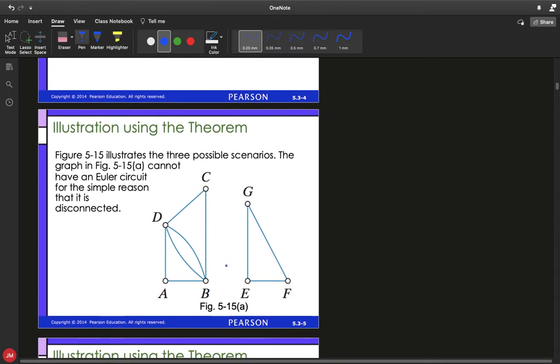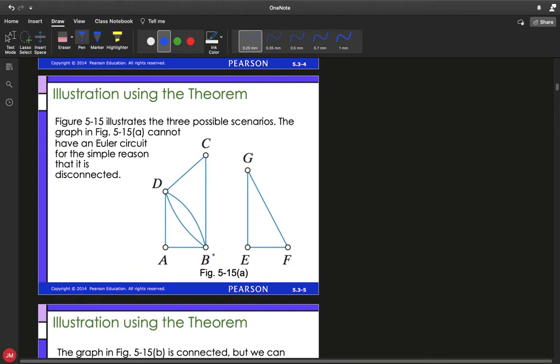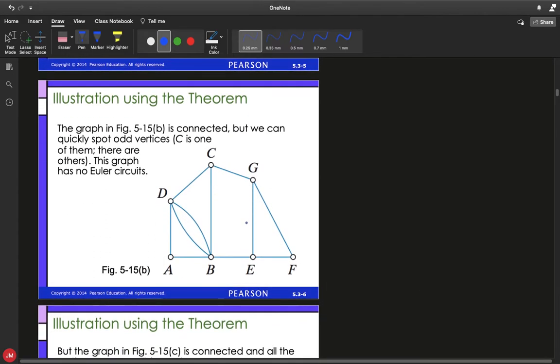So just to illustrate this point, let's say you were looking at this graph right here. Clearly, this is not going to have an Euler circuit because this graph is disconnected. Remember, in order for it to have an Euler circuit, the graph must be connected, so you can't have multiple components like we do right here. But let's say we connected it. So let's now say that we drew in a couple of edges to connect our graph.